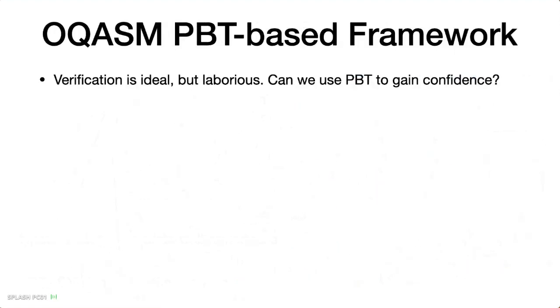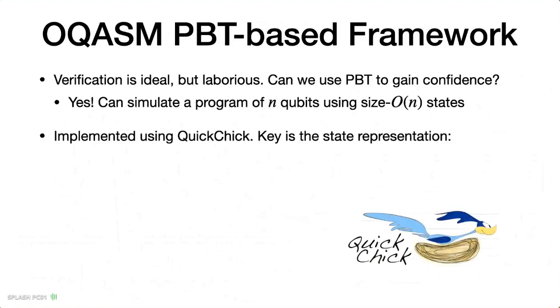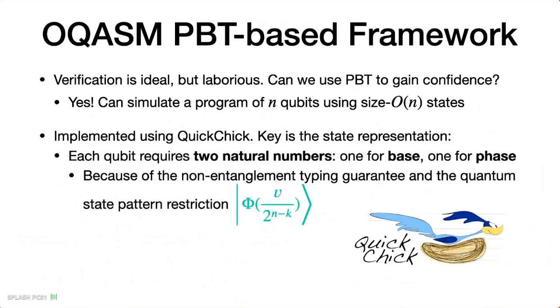Okay, so while we could use all of this to do verification, property-based testing is a nice alternative. And so, hooray, we have this simpler state representation that allows us to do that. So we implemented the state representation in QuickChick, which is a property-based tester for Coq, so we can run these OQASM circuits. We can generate 10,000 random inputs and make sure that they always produce the right output.